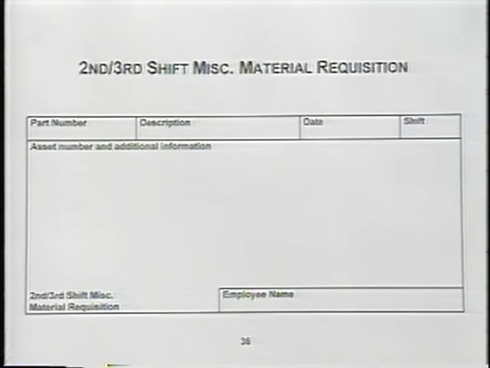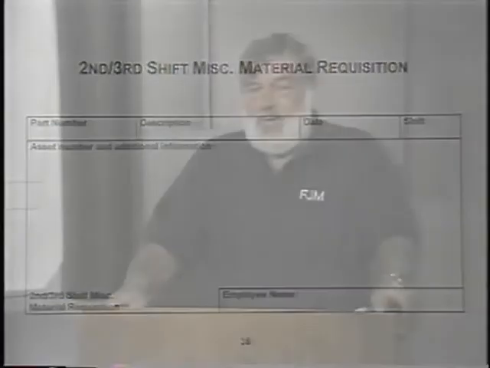And we want a minimum amount of data to be recorded on this particular document. We want the part number and a brief description and the date and the shift of the issue. Now, in the body of the particular document, all we need would be the equipment or asset number that is going to utilize that part. We haven't created a maintenance work order. We haven't gone through the estimating process of the time of the maintenance order. That's why we call this a miscellaneous requisition.